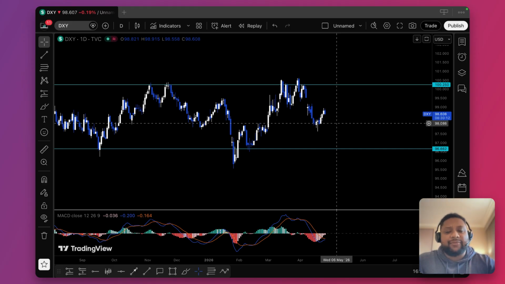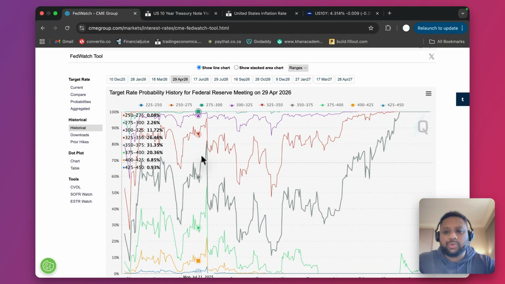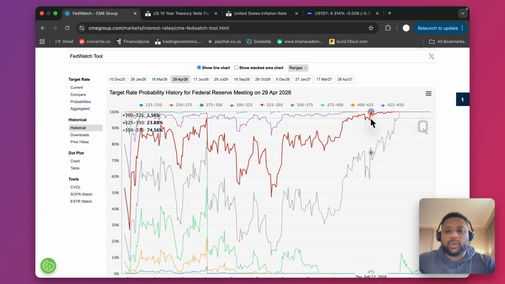So over here, I have the dollar index, and what I want to do is break this down first and foremost from a macroeconomic perspective, and then translate that information over onto the charts and see where we go from there. So with that being said, guys, let's just jump over to the FedWatch tool. I want to explain what this actually is. It looks quite busy, but it's quite simple.